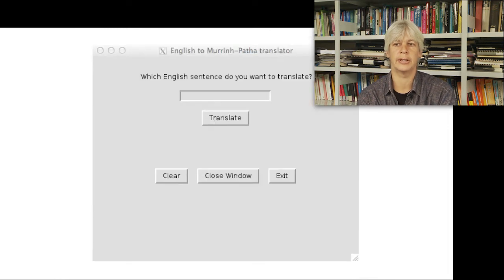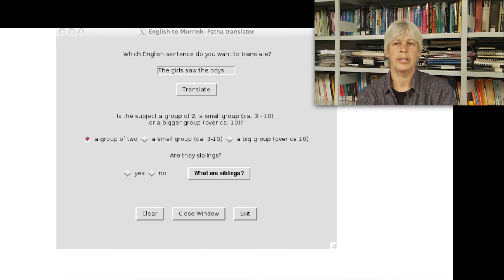I've clicked on this button. What do I get? I get a window like this that says which English sentence do you want to translate? And then I can click on translate. So I typed in the girls saw the boys and I clicked on translate. What I got is not the translation. What I got is a number of questions, because it turns out that Murrinh-Patha is very particular about certain information that English is not. In Murrinh-Patha you need to know, is the subject, girls in this case, a group of 2, or a small group, or a bigger group, over 10 people.